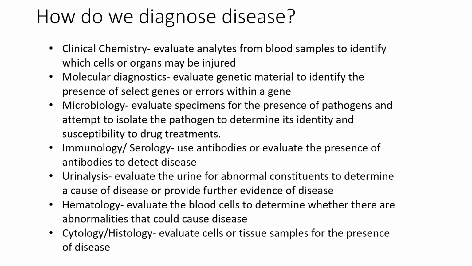Hematology is predominantly going to evaluate the blood cells to determine whether there are abnormalities that could cause disease. And then cytology or histology, they evaluate cells or tissues for the presence of disease, predominantly cancer with cytology and histology. So all of these different areas work together to evaluate patient specimens so that we can diagnose what is actually wrong with the patient.